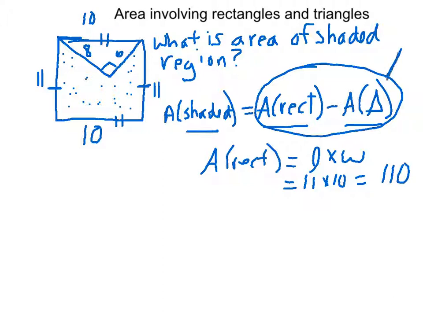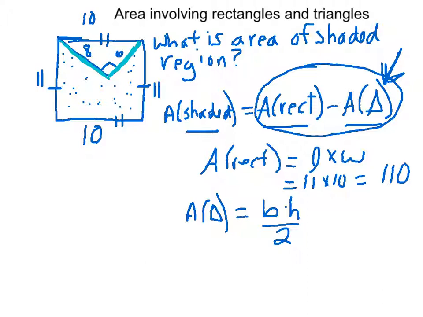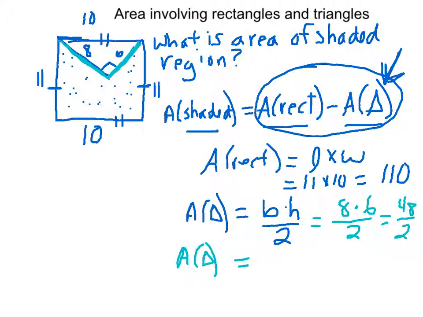And now I'm looking at this part of my formula. I need to know the area of the triangle. Well, any triangle is base times height divided by 2. They gave us the base of the triangle and the height of the triangle. The thing you've got to realize is that they're right here. Here's your base of the triangle. Here's the height of the triangle. So it's going to be 8 times 6 divided by 2. 8 times 6 is 48, divided by 2. So the area of the triangle is 24.